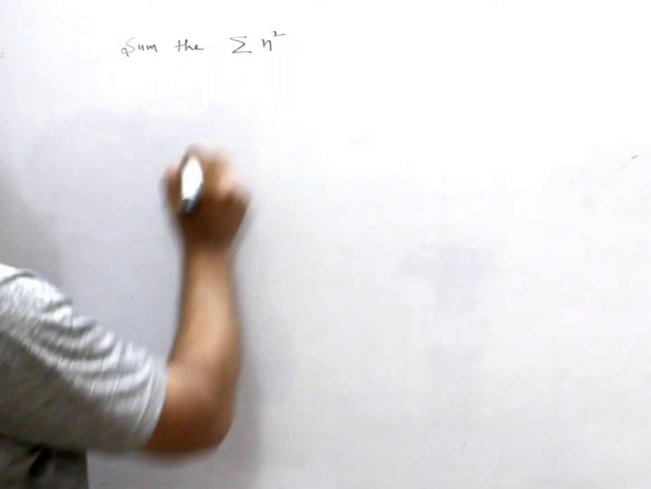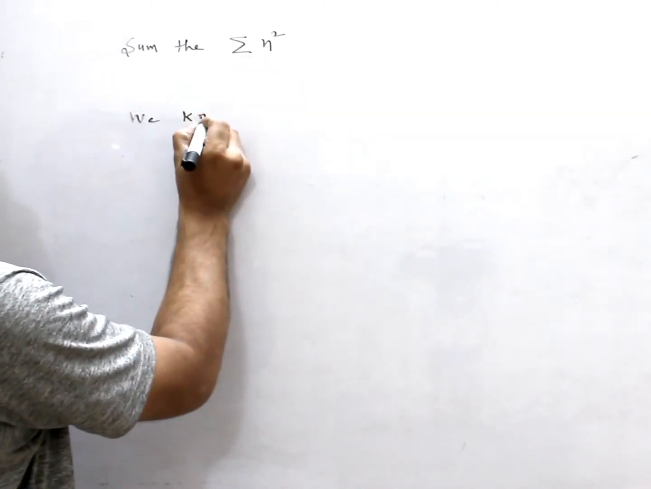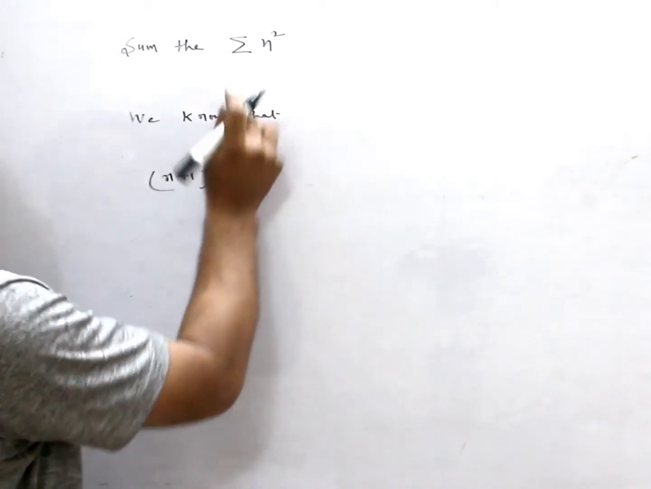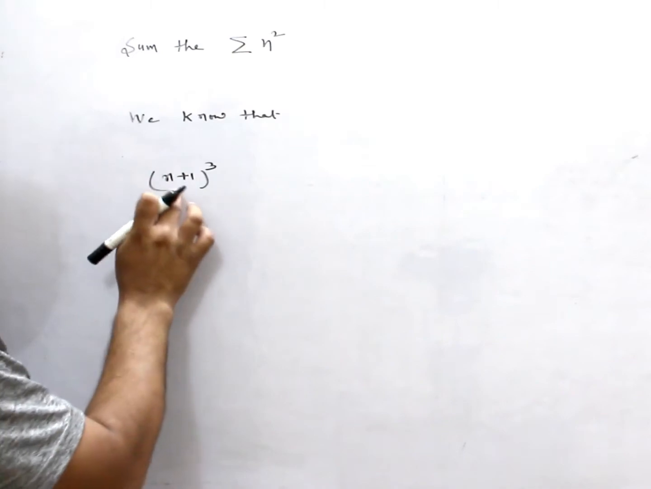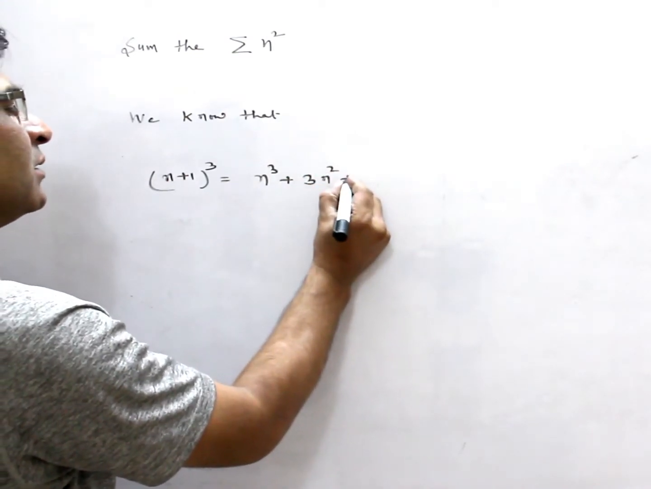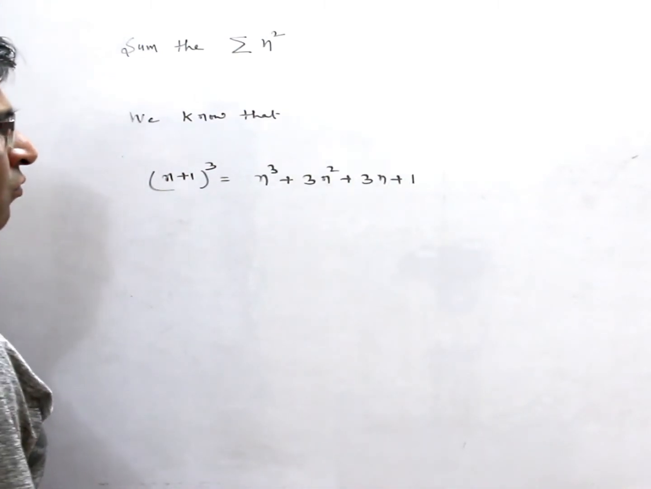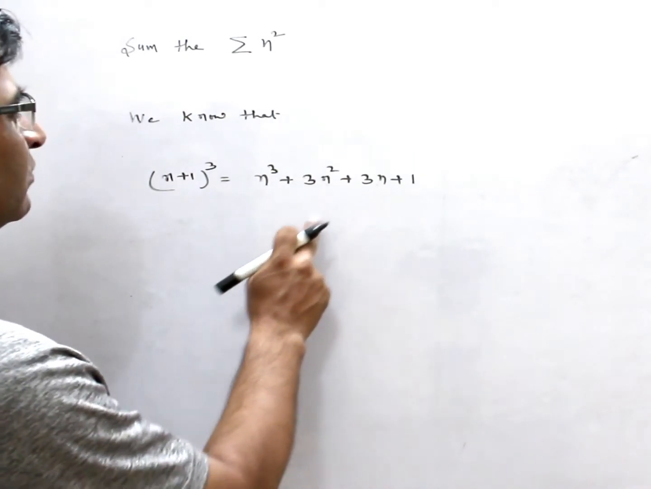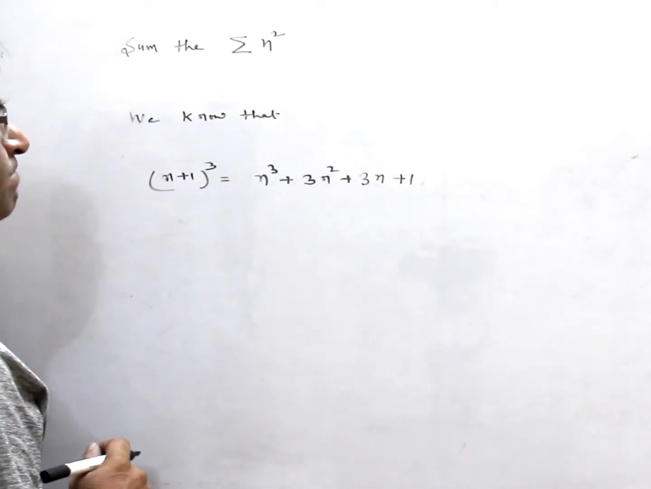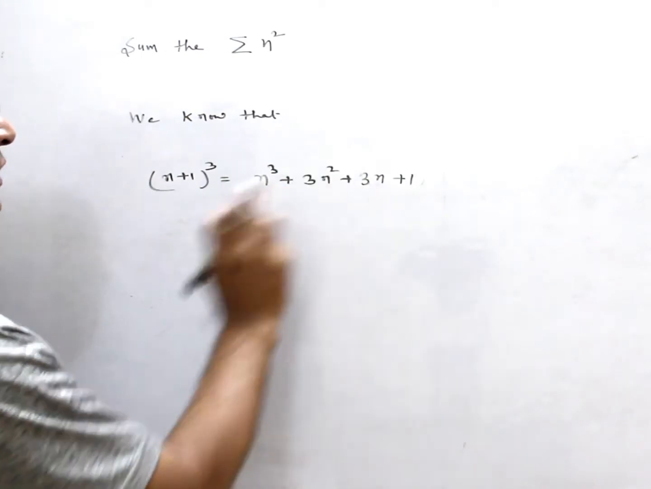Series is n square. How can we do this? We know that (n plus 1) cube, that means we take one power exceeding. This is equal to n cube plus 3n square plus 3n plus 1, right? One more term will come.